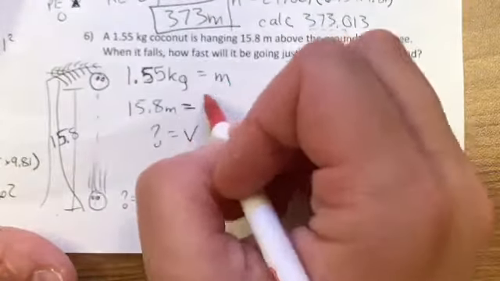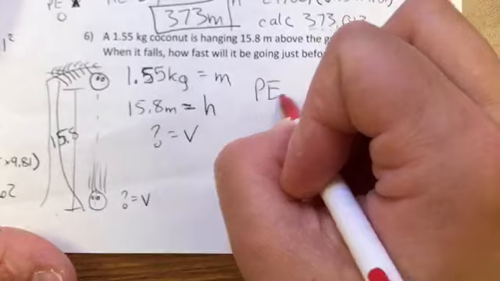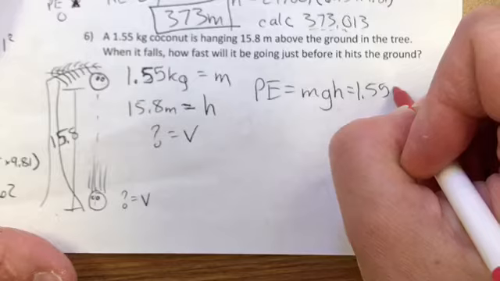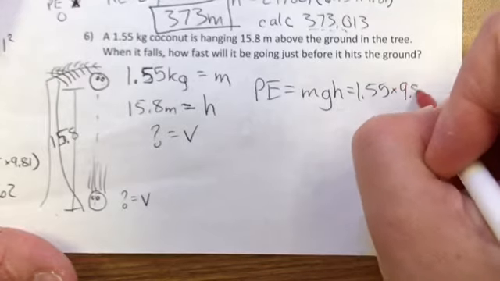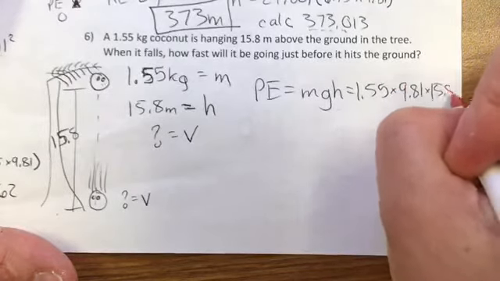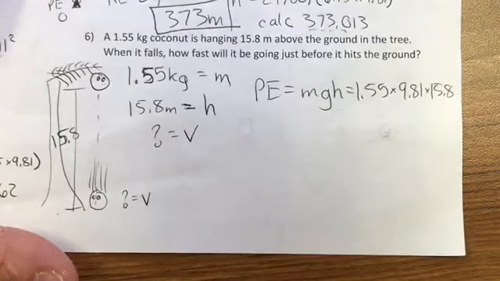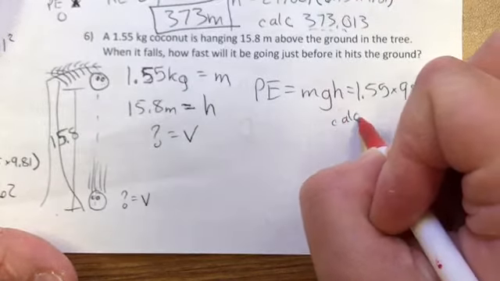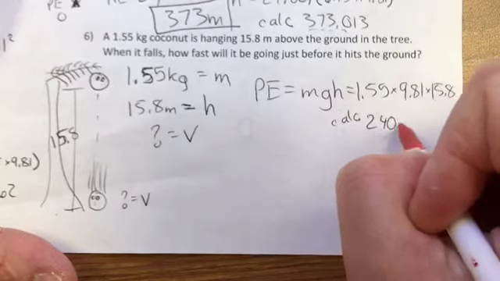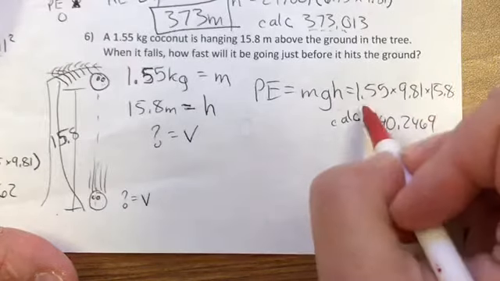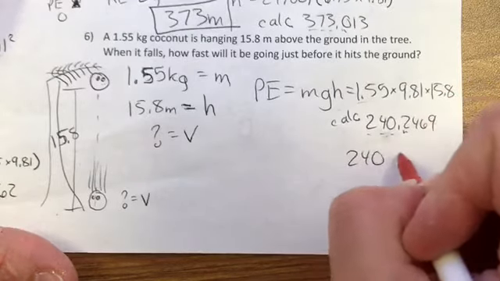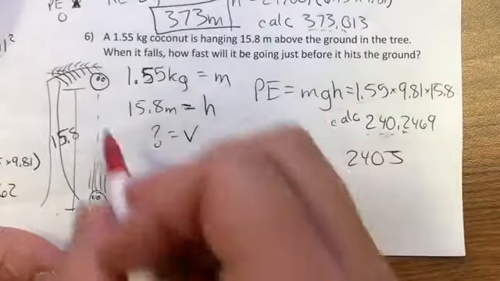Well, I have mass and height. I can solve for potential energy. Mass, gravity, height. 1.55 kilograms, gravity of 9.81, height of 15.8. Calculator says 240.2469. Sig figs 3: 1, 2, 3. The 2 is not going to round it up. So 240 joules of potential energy at the top.